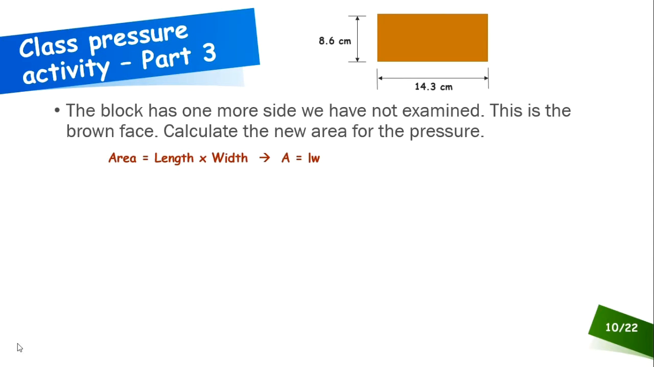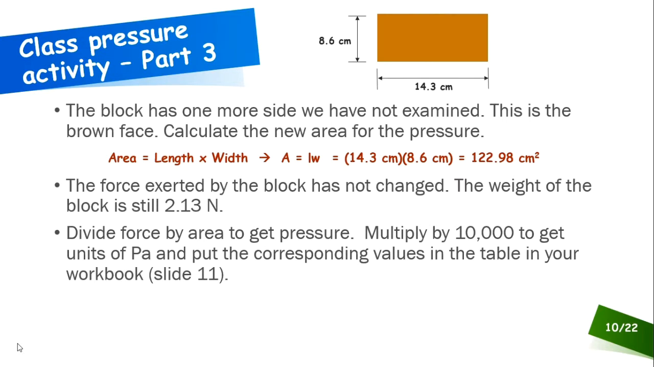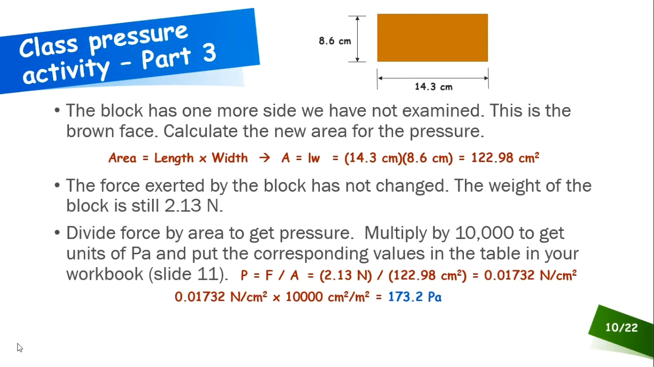So area is length times width, which for the brown face, 14.3 centimeters times 8.6 centimeters to give us 122.98 square centimeters. Again, it's the same block, so we've got the same weight, 2.13 newtons. We divide force by area to get pressure, then multiply by 10,000 to get units of Pascal. So force per area is pressure, 2.13 newtons divided by 122.98 square centimeters gives us 0.01732 newtons per square centimeter. We multiply that by 10,000 to get units of Pascal, and we get 173.2 Pascal.